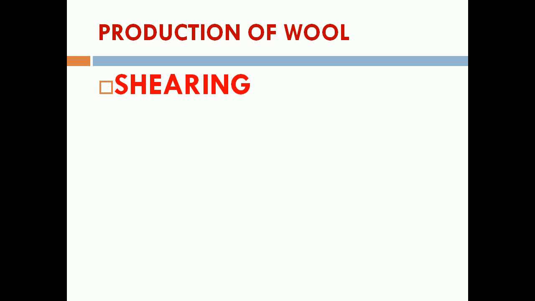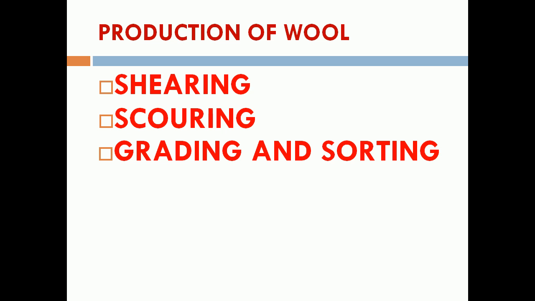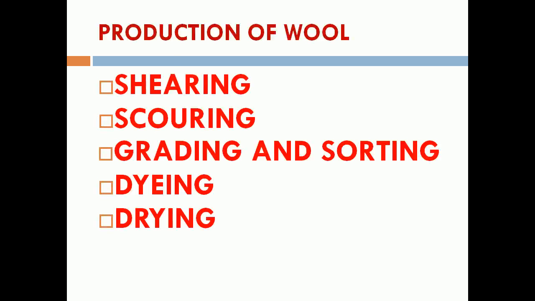The first step in the production of wool is shearing. Second is scoring, third is grading and sorting. Fourth step is dyeing. Fifth step is drying. So there are 5 steps in the production of wool. What are they? Shearing, scoring, grading and sorting, then dyeing and drying. Understood, children? Let us see all these steps briefly.